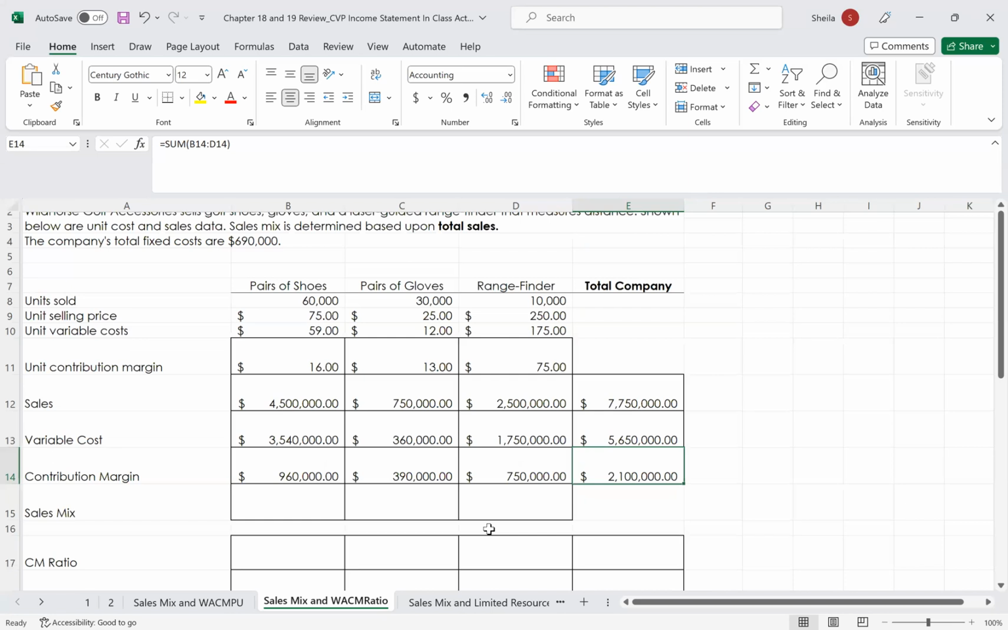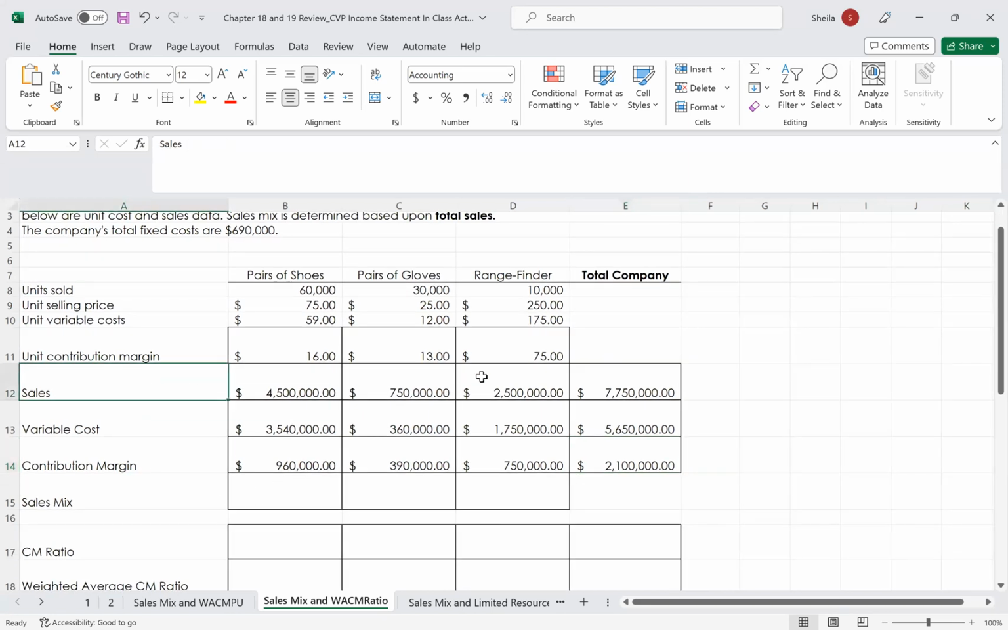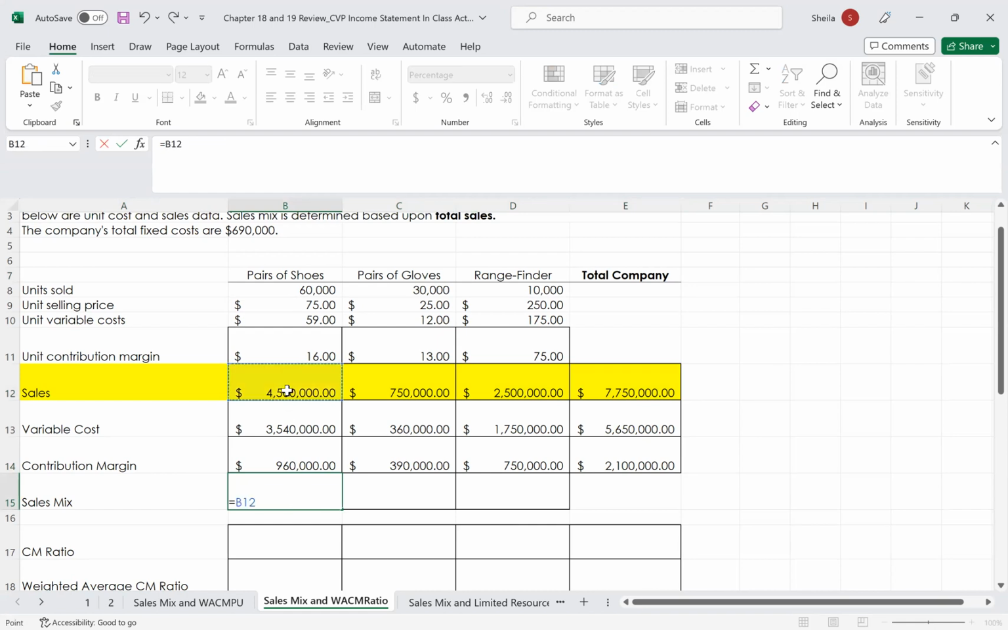Okay, so again, let's talk sales mix. So really what I'm focused on is this here. Okay, how much as a percentage of total sales are my shoes, gloves, and rangefinder in comparison to the total company? So how do I find that? I just take my total sales dollars divided by the total company sales dollars. And so you see I'm pretty close. Now it's going to look a little bit different compared to unit sales mix for gloves and rangefinders. Why? Well, because with total sales, we're now introducing two components, not only quantity, but price.